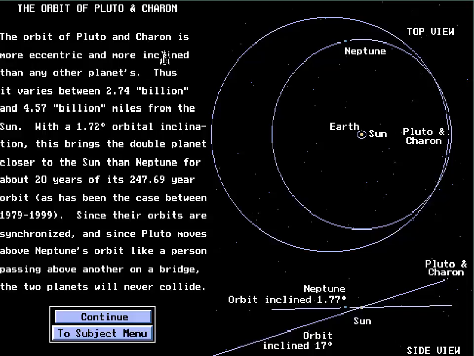The orbit of Pluto and Charon is more eccentric and more inclined than any other planets. Thus, it varies between 2.74 billion and 4.57 billion miles from the Sun. With a 1.72 degree orbital inclination, this brings the double planet closer to the Sun than Neptune for about 20 years of its 247.69 year orbit, and has been the case between 1979 and 1999. Since their orbits are synchronized, and since Pluto moves above Neptune's orbit like a person passing above another on a bridge, the two planets will never collide.